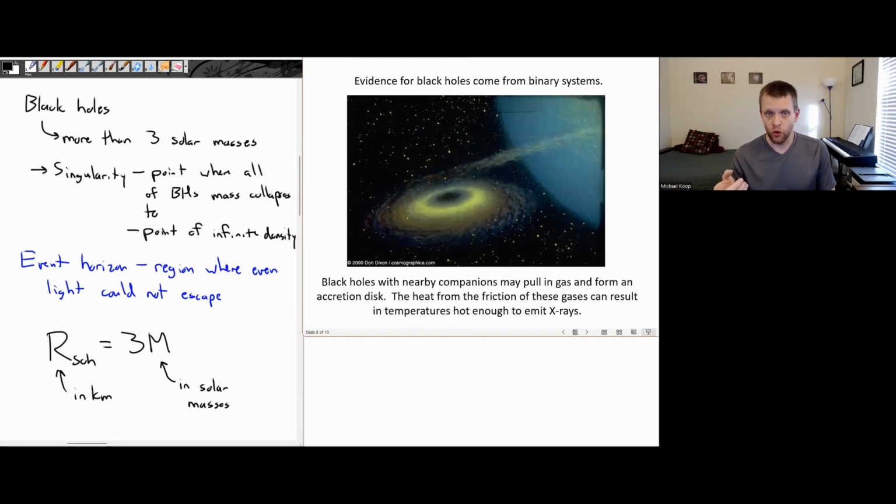Same kind of thing for black holes. We can detect black holes by their gravitational effect on nearby stars, or if they're pulling material into this accretion disk, that's going to heat up that material. And this accretion disk, that hot material, is still outside of the black hole, so we can still see the light from that material.